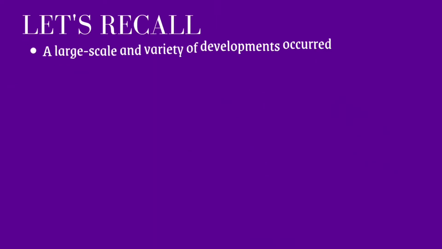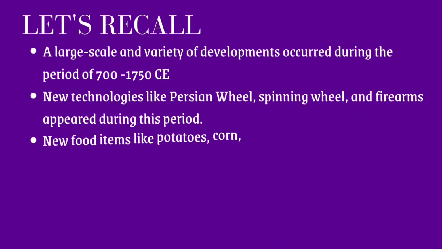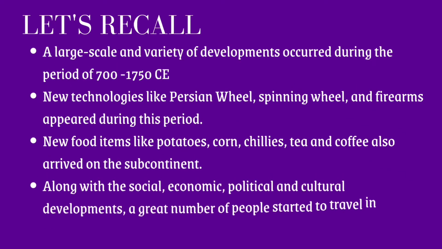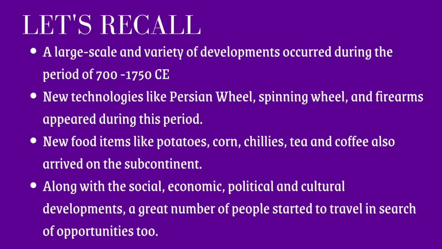A large scale and variety of developments occurred during the period of 700 to 1700 CE. New technologies like the Persian wheel, spinning wheel, and firearms appeared during this period. New food items like potatoes, corn, chilies, tea, and coffee also arrived on the subcontinent. Along with the social, economic, political, and cultural developments, a greater number of people started to travel in search of opportunities for getting a job too.